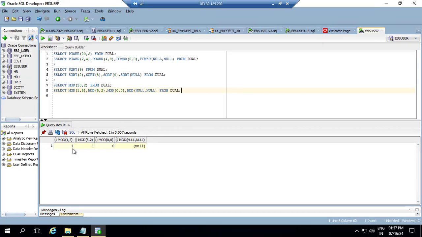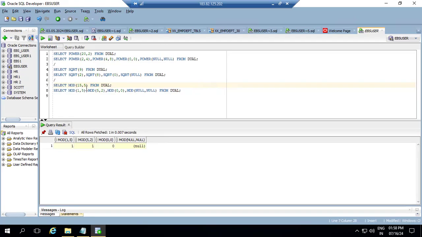When we have a remainder, it will consider 1. When we don't have a remainder, it will show 0. Even if you have some remainder, for example, here I'll give MOD of 15 and 5. So obviously, what happens in this case? How will it consider? First it is the value, next it is the divisor.